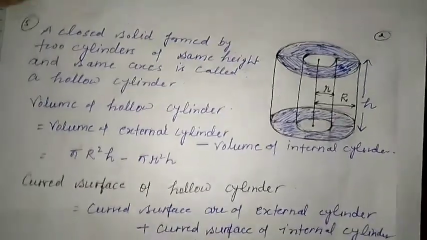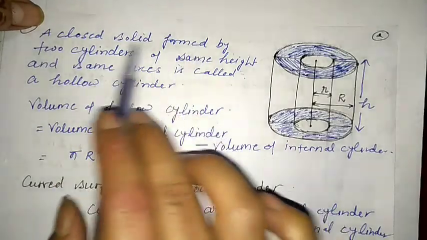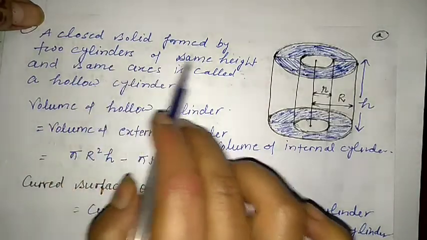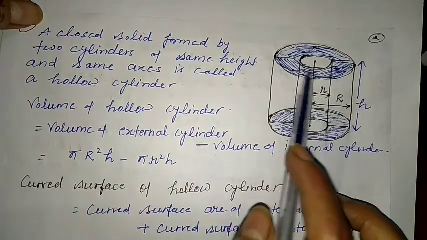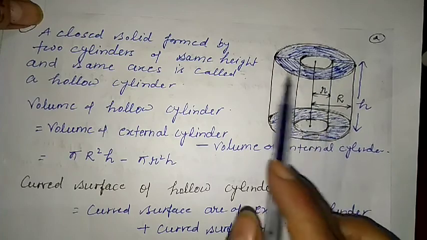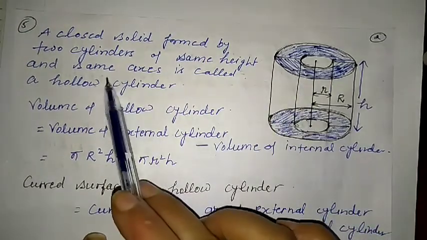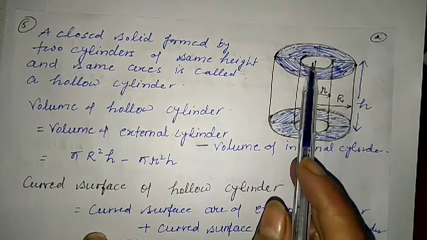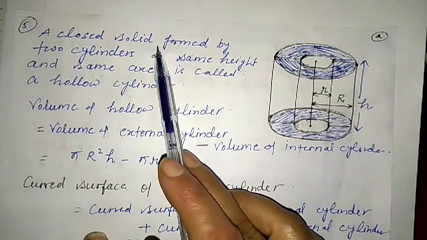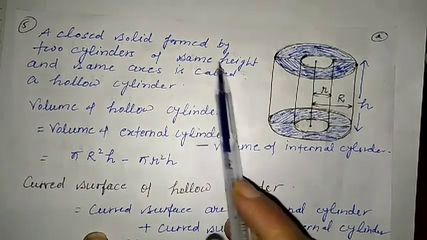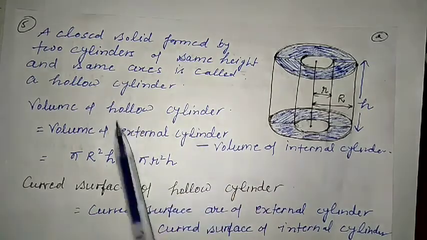If we have a hollow cylinder, a closed solid formed by two cylinders of same height. ये दो सिलेंडर हैं, एक बाहर है और एक ये अंदर है. तो there are two cylinders. If there are two cylinders and the height is same and the axis is also same, it is called a hollow cylinder. A closed solid formed by two cylinders of same height and same axis is called a hollow cylinder.